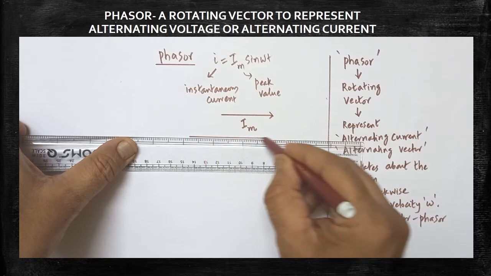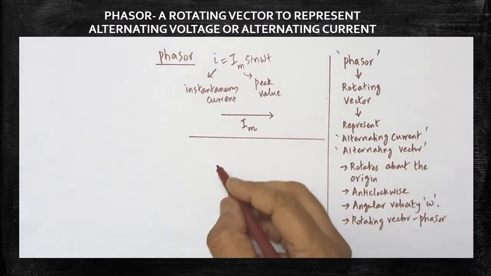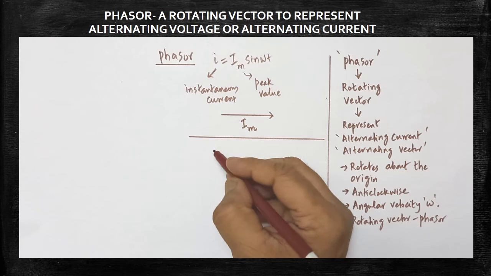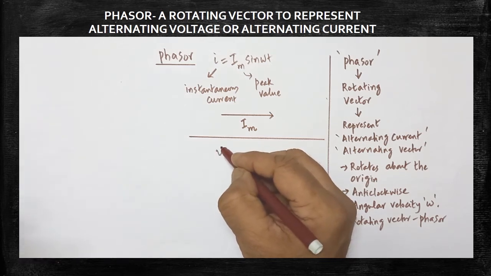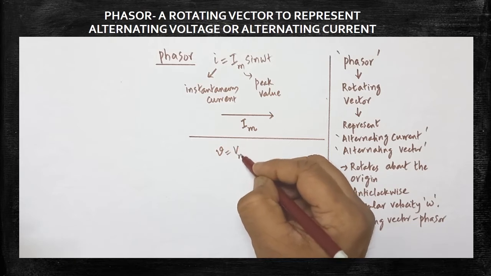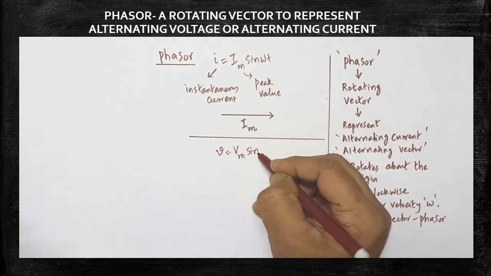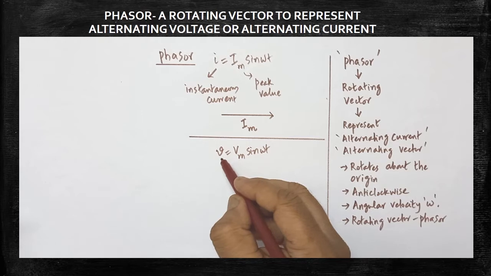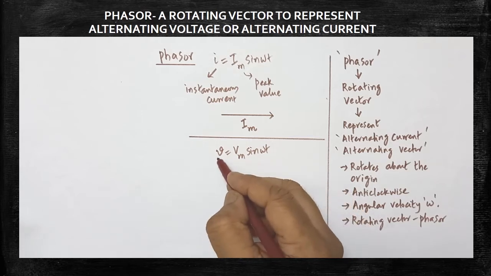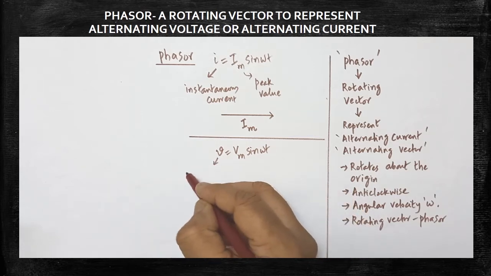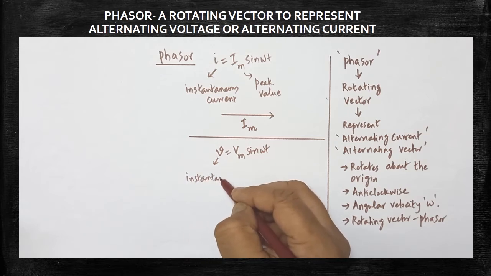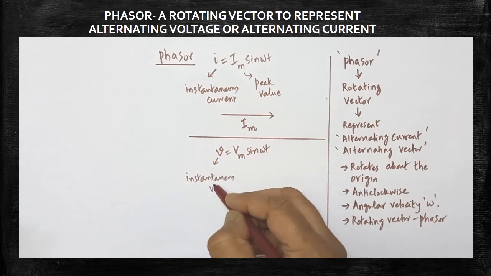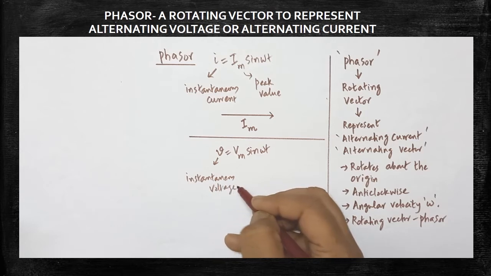Now I am going to tell you about the voltage. How to represent the instantaneous voltage in the case of AC? V is equal to Vm sin omega t. What is V? V is called the instantaneous voltage. At a different instant, the voltage value is different in the case of AC.